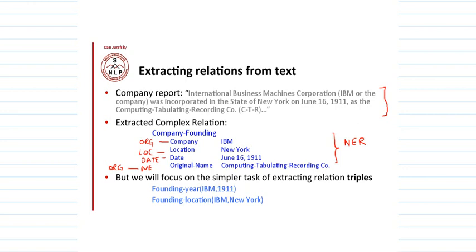So we can identify the relation: we can identify the founding year, we can identify the founding location, right? So the relation extraction task could be reduced to a very simple task of just extracting triplets in which we have one relation and two entities, right? So founding year is the relationship, IBM is one entity and 1911 is another entity. So we could have this kind of triplet that we need to identify in the relation extraction task.